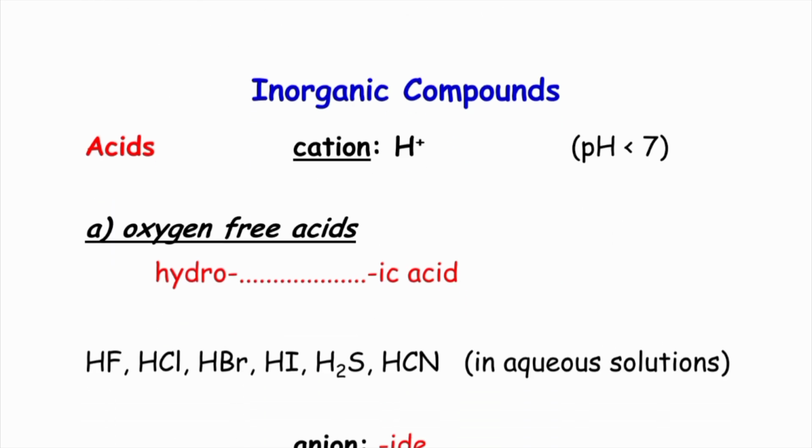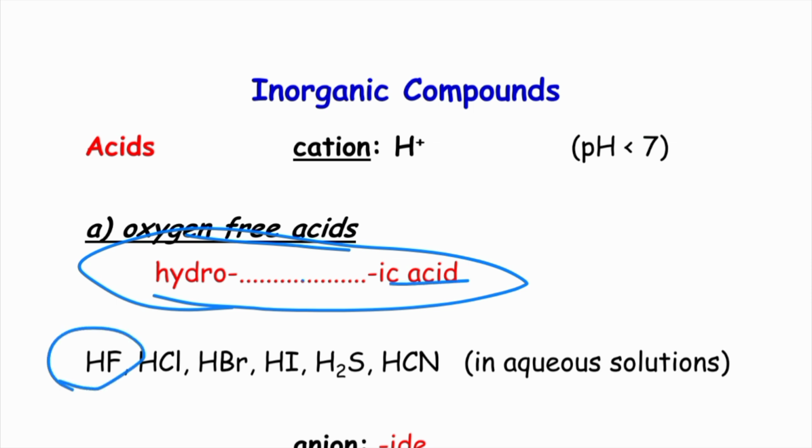Acids: oxygen-free acids. Use the prefix hydro-, for example hydrofluoric acid, hydrochloric acid, hydrobromic acid, hydroiodic acid. Okay, pH is less than 7.